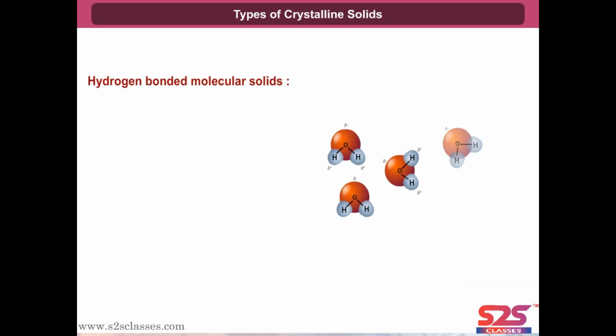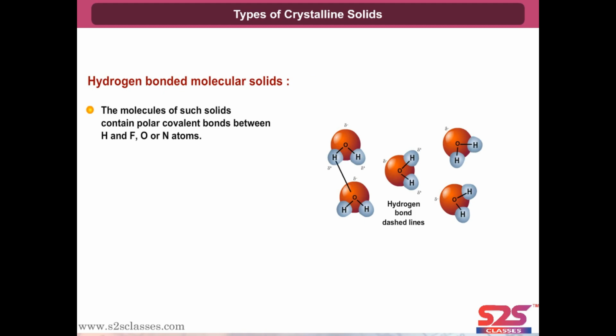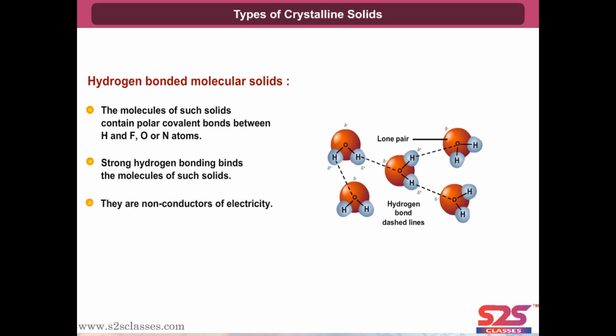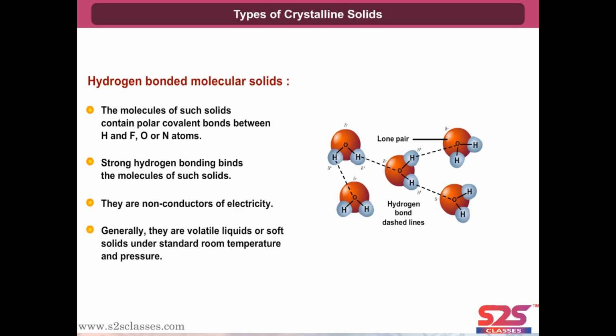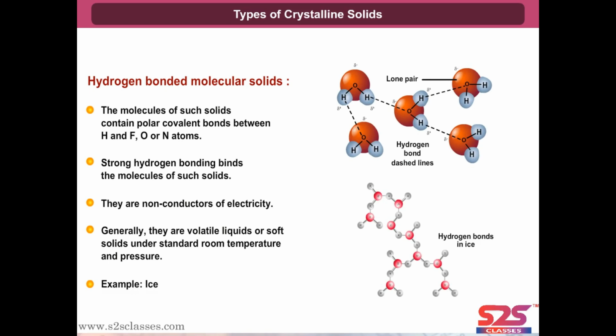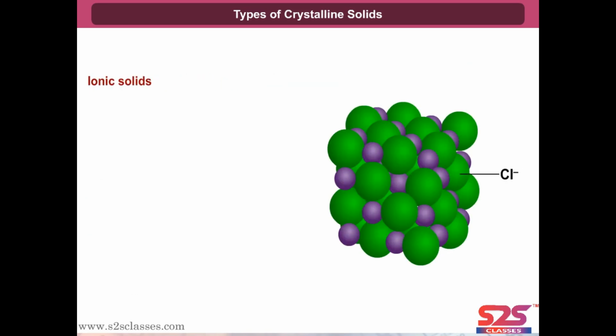Hydrogen-bonded molecular solids. The molecules of such solids contain polar covalent bonds between H and F, O or N atoms. Strong hydrogen bonding binds the molecules of such solids. They are non-conductors of electricity. Generally, they are volatile liquids or soft solids under standard room temperature and pressure. Example: ice. The next is ionic solids.